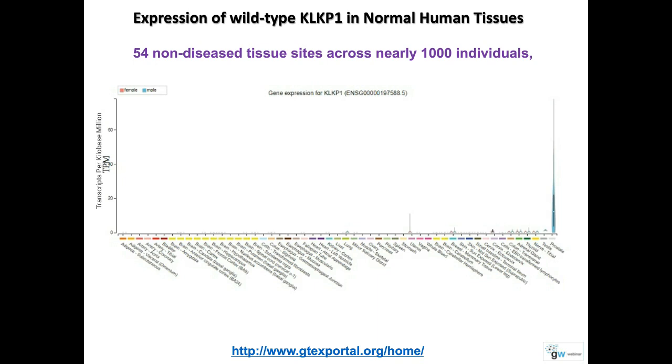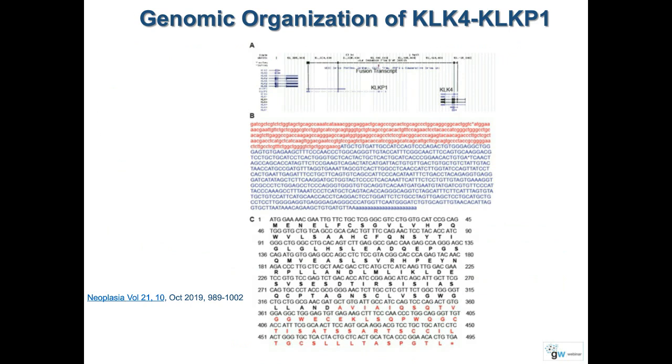But what we found was that the KLKP1 after fusion with KLK4 is expressed only in prostate cancer tissue, but you don't find the fusion in the benign prostate, as I showed you in the previous slide. So that adds more functional importance for the role of the fusion in prostate cancer. Here I will show you a slide showing the genomic organization of this fusion gene.